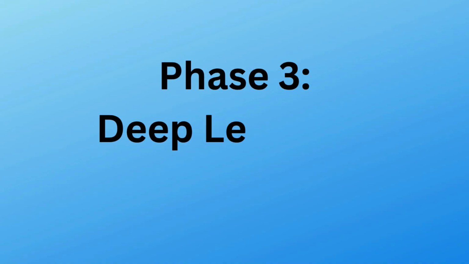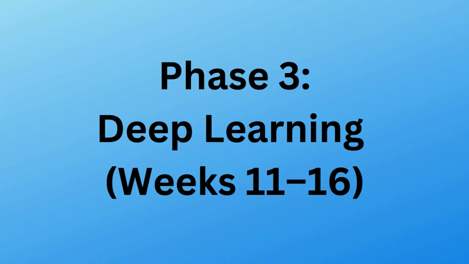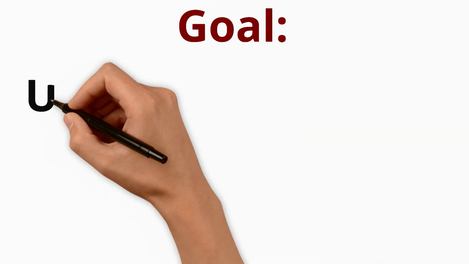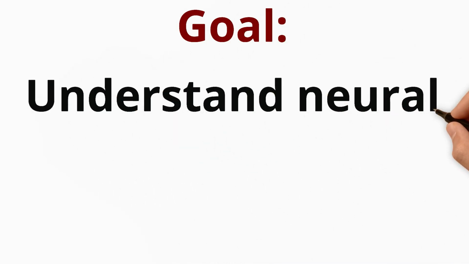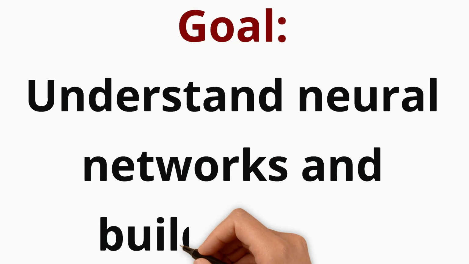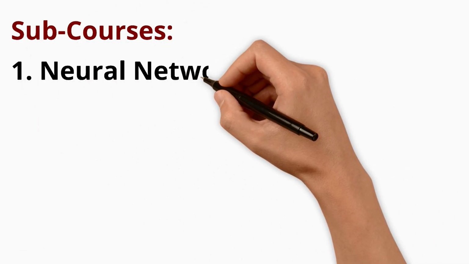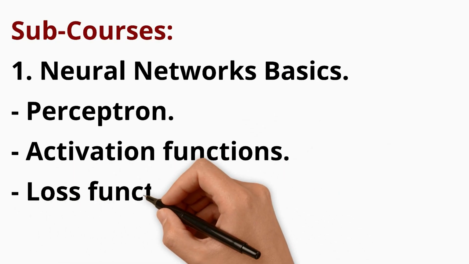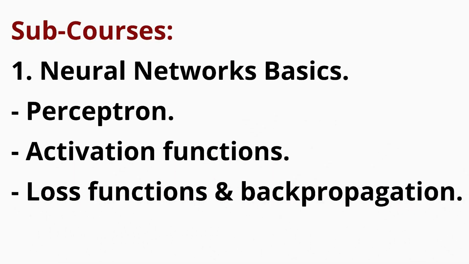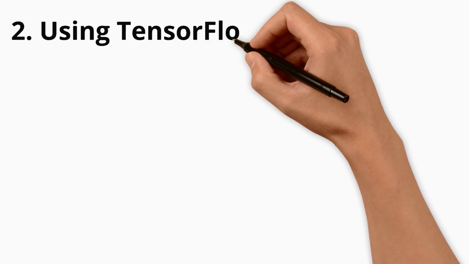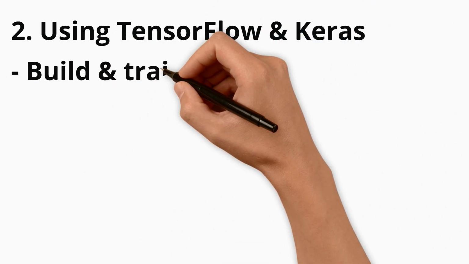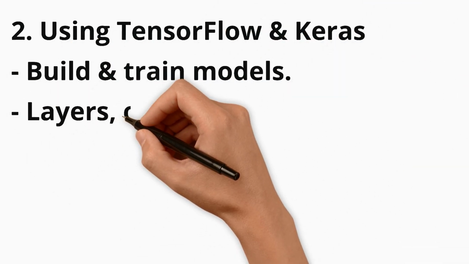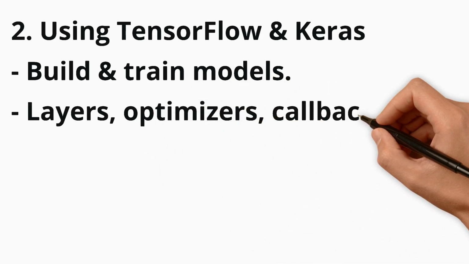Phase 3. Deep learning, weeks 11 to 16. Goal: understand neural networks and build models. Subcourses. 1. Neural networks basics. Perceptron. Activation functions, loss functions, and backpropagation. 2. Using TensorFlow and Keras. Build and train models. Layers, optimizers, callbacks.